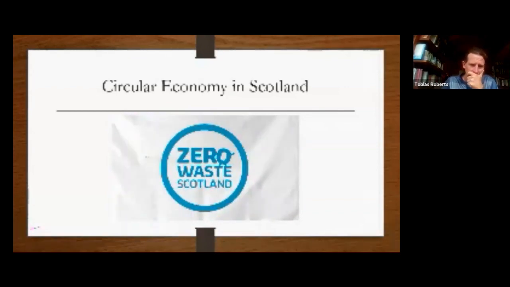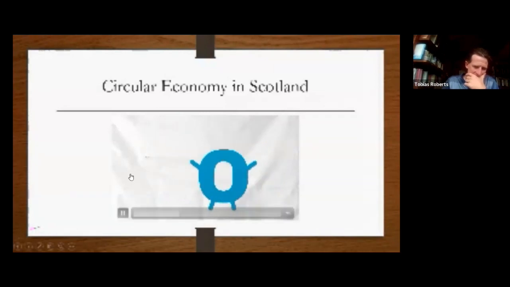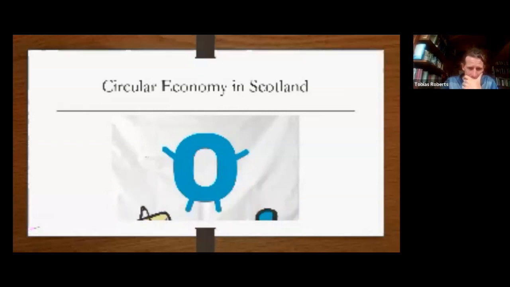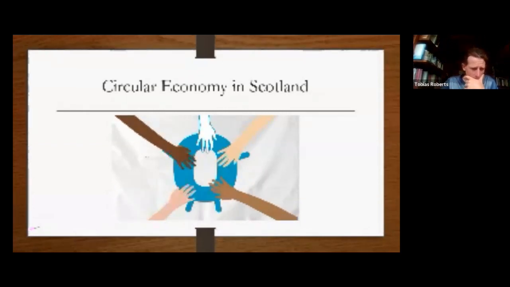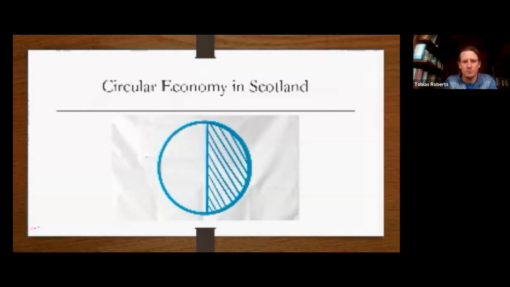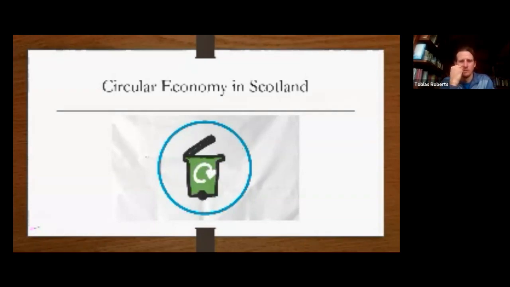Here is our friend Zero to help us explain this alternative and innovative economic model. From businesses to individuals, we can choose to design and use products with the intention of stretching the lifespan of that item. This way, things can stay in circulation for as long as possible, and we can maximise their value. Whether that's sharing, leasing, reusing, repairing, refurbishing, or even recycling, instead of buying brand new and then throwing away.